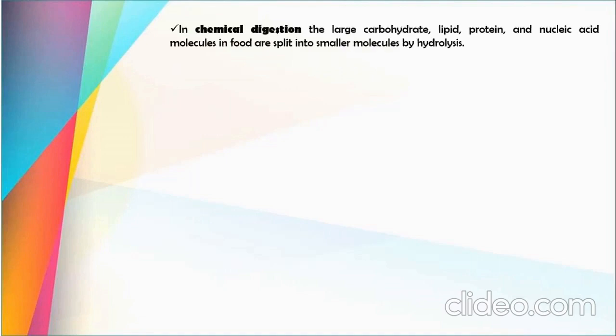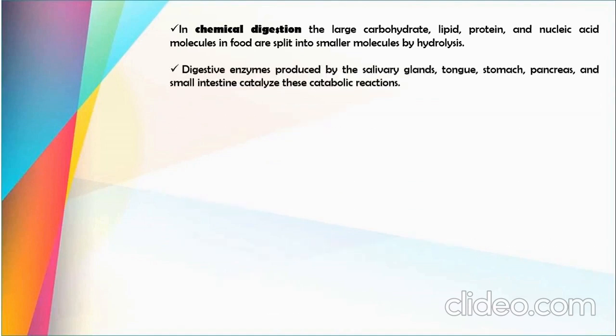In chemical digestion, the large carbohydrate, lipid, protein and nucleic acid molecules in the food are split into smaller molecules by hydrolysis. Digestive enzymes produced by the salivary glands, tongue, stomach, pancreas and small intestine catalyze the catabolic reactions.